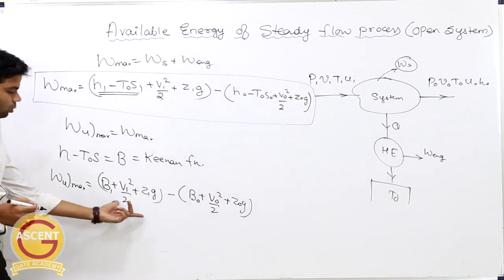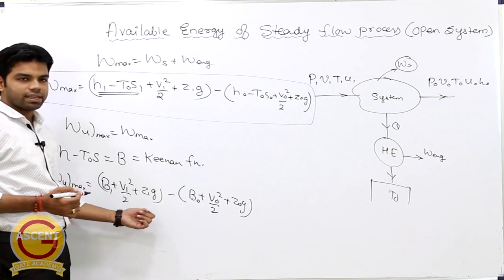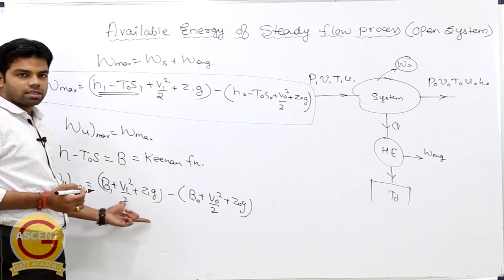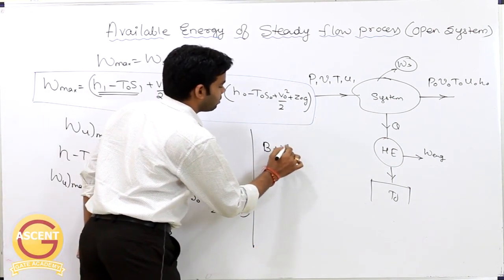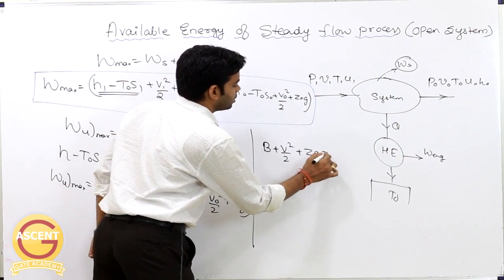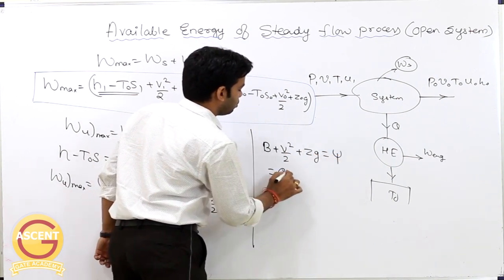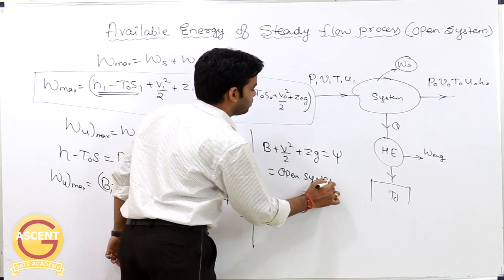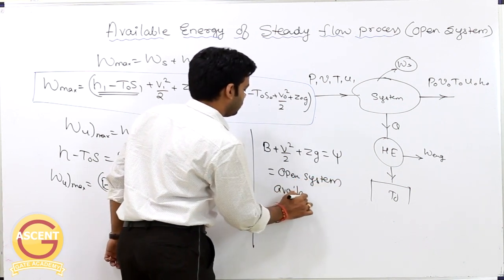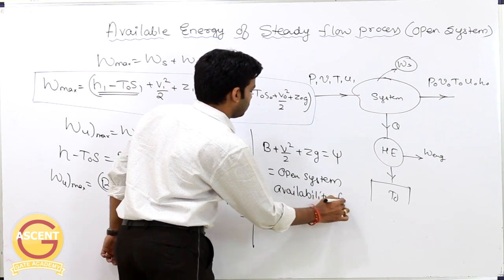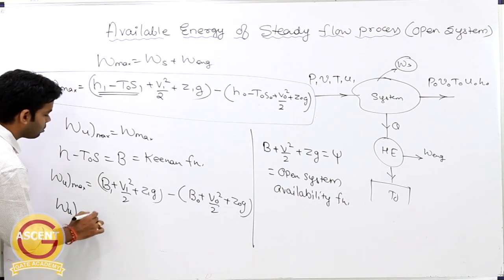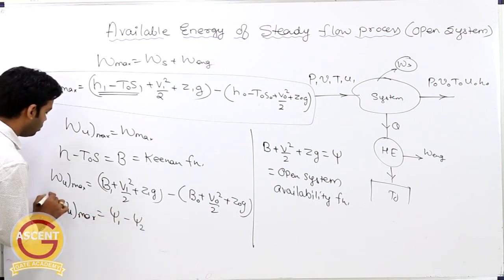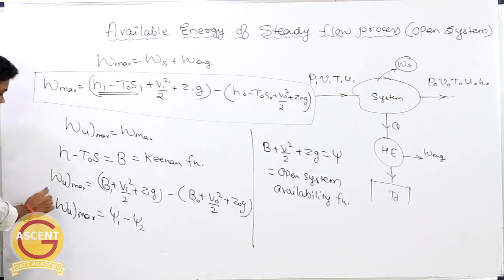Okay, now here this whole function B plus V square by 2 plus Z into G is nothing but open system availability function, what we call as psi. So this will be B plus V square by 2 plus ZG, which is nothing but psi, the open system availability function. Further, this W useful max or W max will be equal to psi 1 minus psi 2, change in open system availability function.